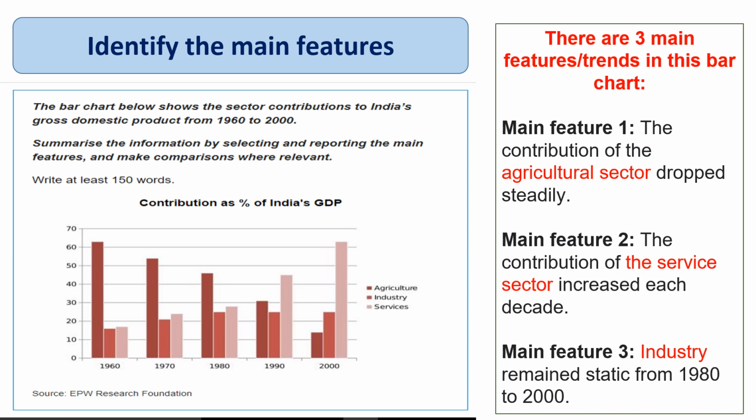Now, here, the features are divided. There are 3 main features in this graph. What are the 3 keywords? Agriculture, industry, and services. When you look at agriculture, overall, what can you see? You can see that the contribution of the agricultural sector dropped steadily, slowly it dropped. I mean, at a pace, it dropped continuously. The second main feature is the service sector. It increased. And the industry, it first improved a little bit but remained the same for a longer period of time.